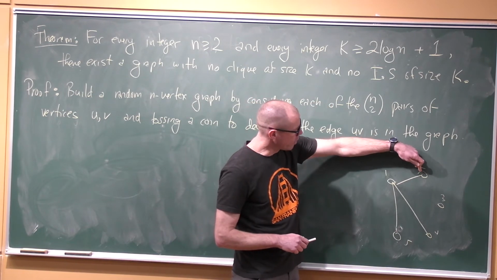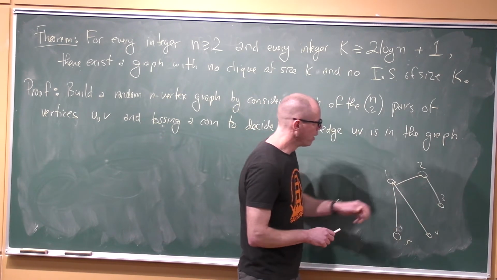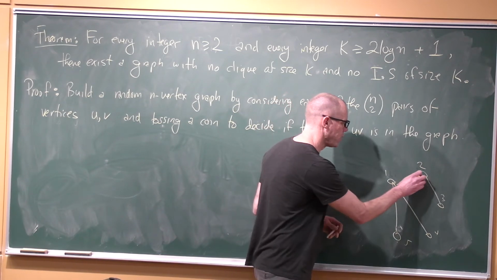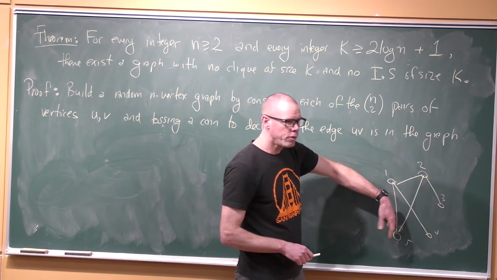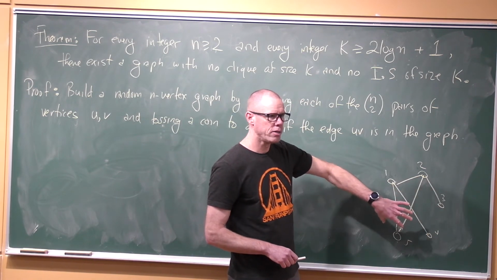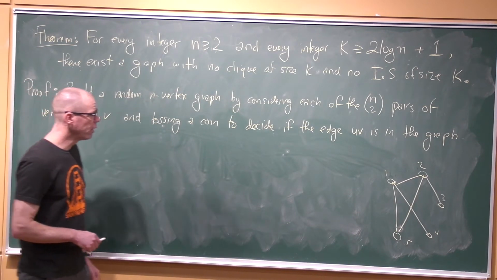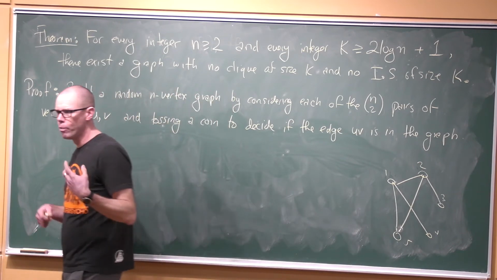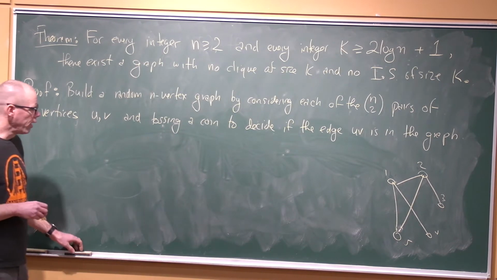And now I have to consider 2 and 3, toss a coin, I don't know, heads, let's say. 2 and 4, let's say it's tails, so I don't put it in. 2 and 5, maybe it's heads, so I put it in. And I do this for every pair of vertices. Since there's n vertices, there's n choose 2 pairs that I decide whether there's an edge between that pair. So that's the graph.